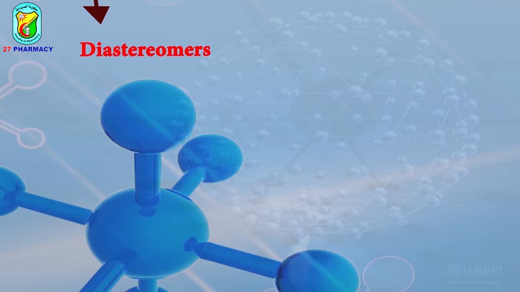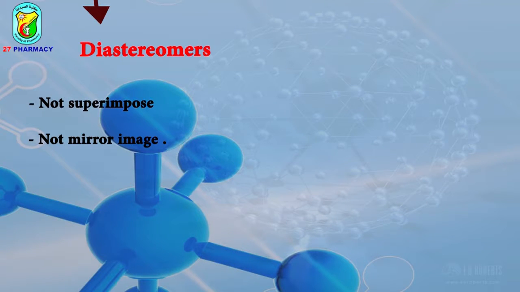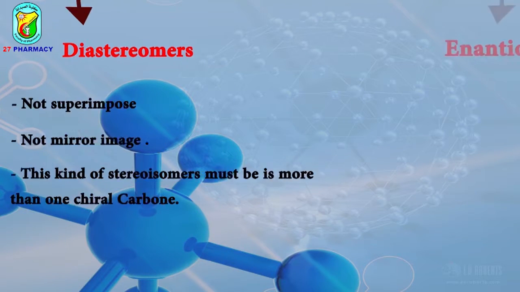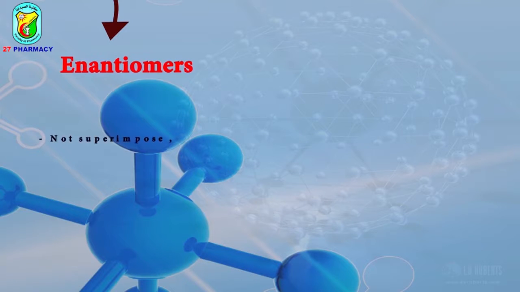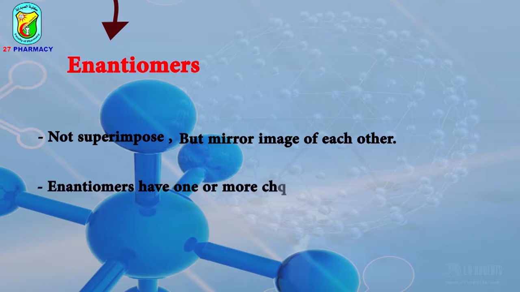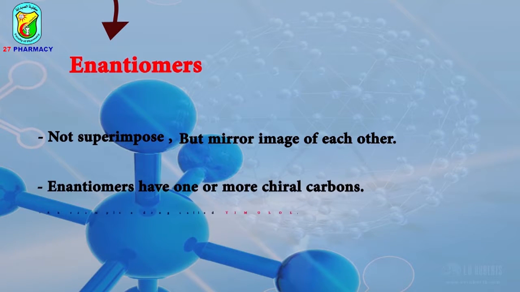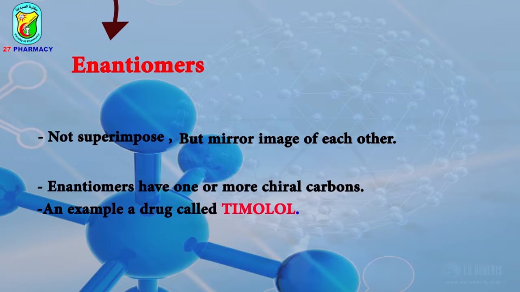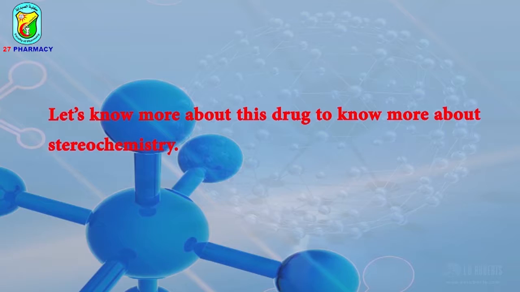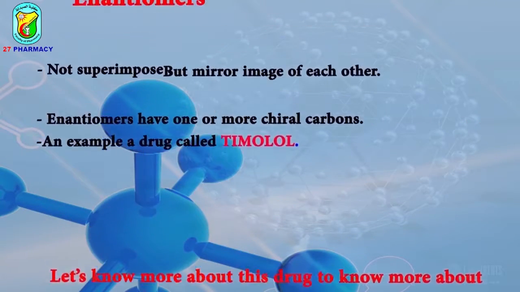Diastereomers are stereoisomers that are not superimposable and not mirror images. This kind of stereoisomer must have more than one chiral carbon. Enantiomers are stereoisomers that are not superimposable but are mirror images of each other. Enantiomers have one or more chiral carbons. An example is a drug called Timolol. Let's learn more about this drug to know more about stereochemistry.